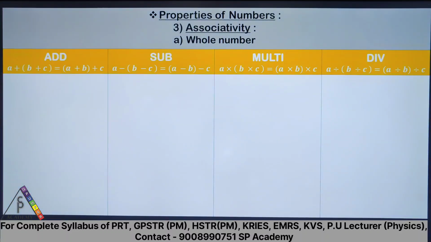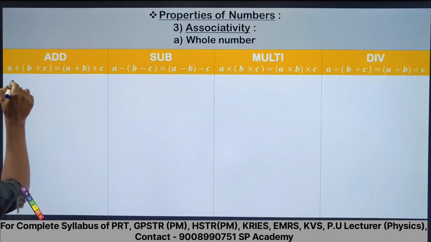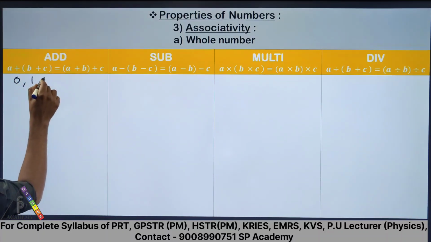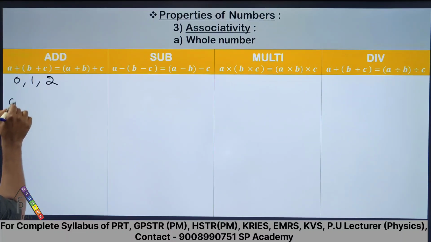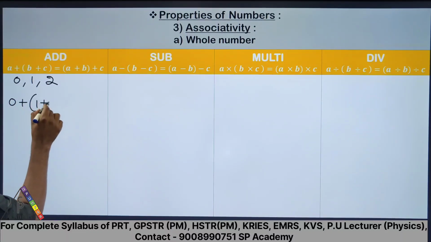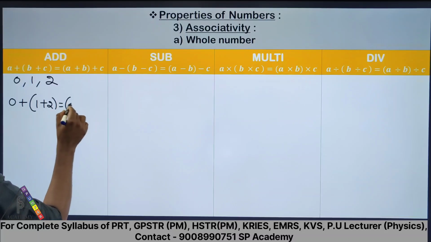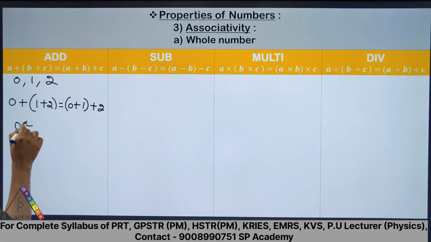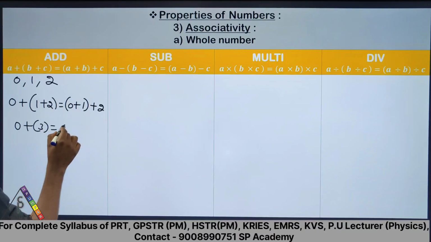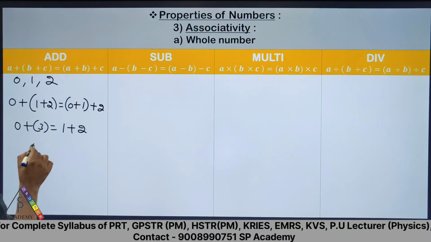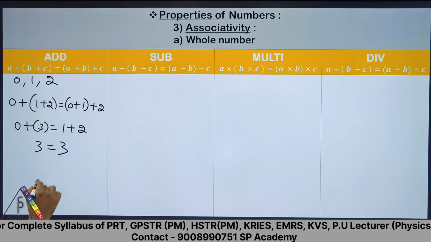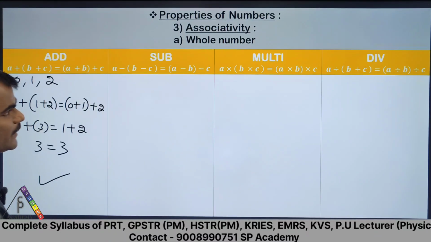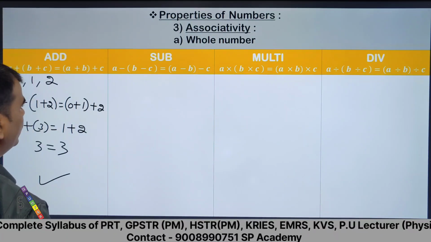Next we will see the associative property. Associative property under addition is for whole numbers. I will take A as 0, B as 1, C as 2. Therefore 0 plus of 1 plus 2 is equal to 0 plus 1 plus 2. Therefore 0 plus 3, that is 1 plus 2. Therefore 3 equals 3. Therefore associative property for whole numbers under addition is valid.